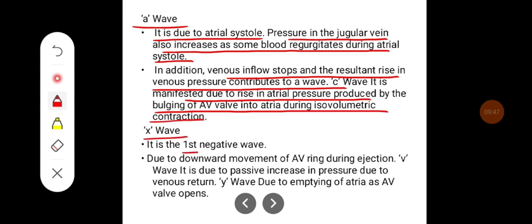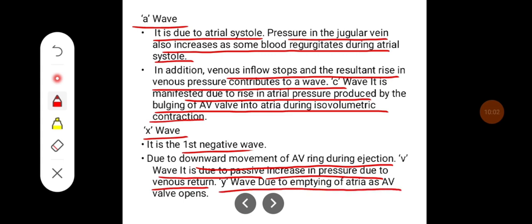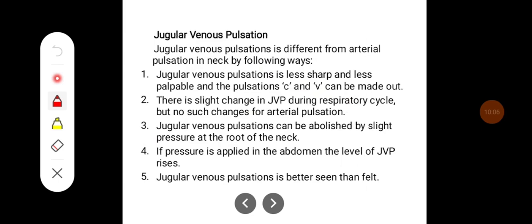X wave is the first negative wave, and it occurs due to the downward movement of AV ring during ejection. V wave is due to the passive increase in pressure due to the venous return, and Y wave is due to the emptying of atria as AV valves open.